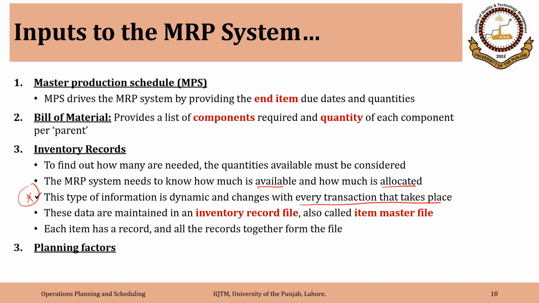So conceptually, we have a separate inventory file in the ERP system for every component. So these data are maintained in a file that is sometimes called inventory record file or also called item master file. Each item has a record and all records together form the file. And the fourth input to the MRP are the planning factors.